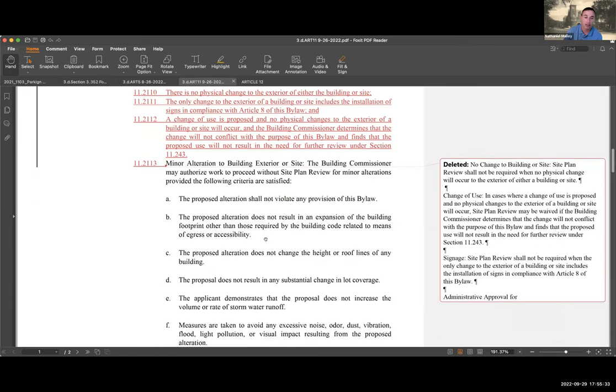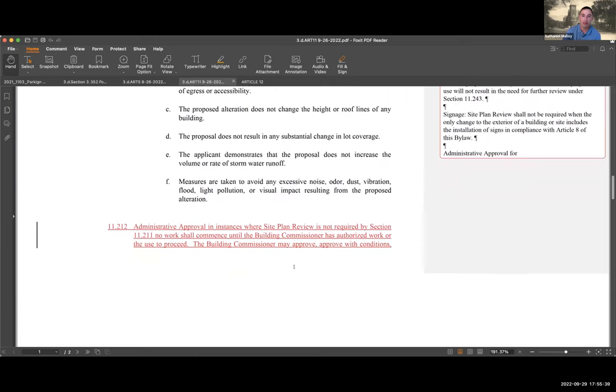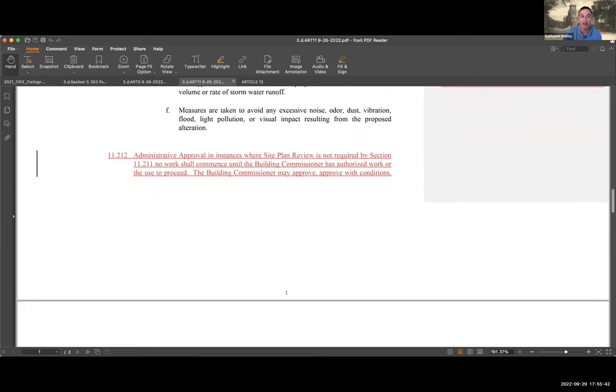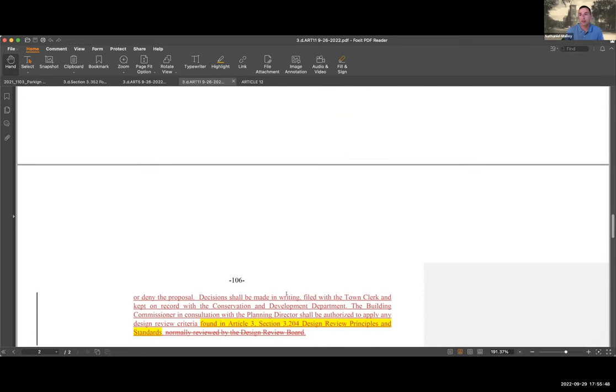But what we are changing is when it is administratively approved, we're proposing that the building commissioner could approve with conditions or even deny that administrative approval. And right now the bylaw isn't clear on that. Essentially, it says if there are no changes, it's basically a building permit. And through Article 14, we found that the administrative approval process works really well. You know, we ask for plans, there's a written decision, it has conditions, and there's a record. And so right now, that isn't necessarily happening for administrative approval. And so we're actually making administrative approval a little stronger.